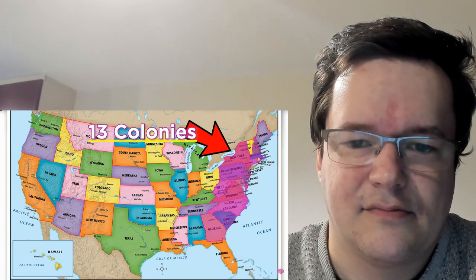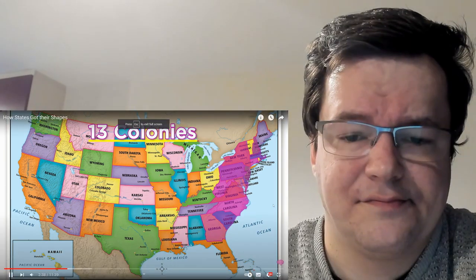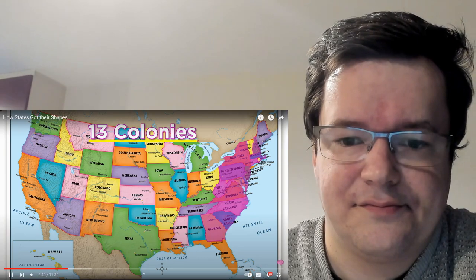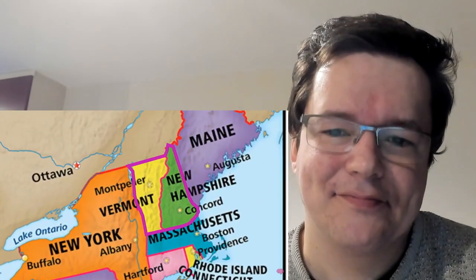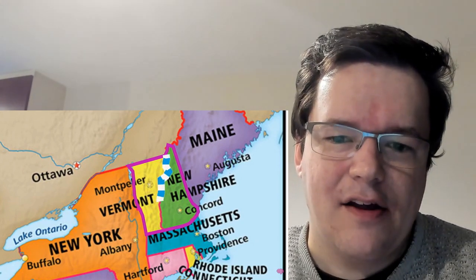Of course, looking at this map, we notice the borders of these colonies are not the same ones that we have today. Most of those early borders have been set using geographical boundaries. For example, New Hampshire and Vermont are separated by the Connecticut River.